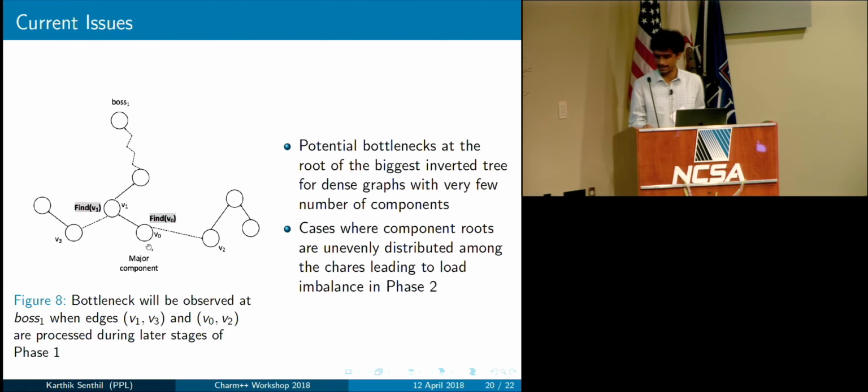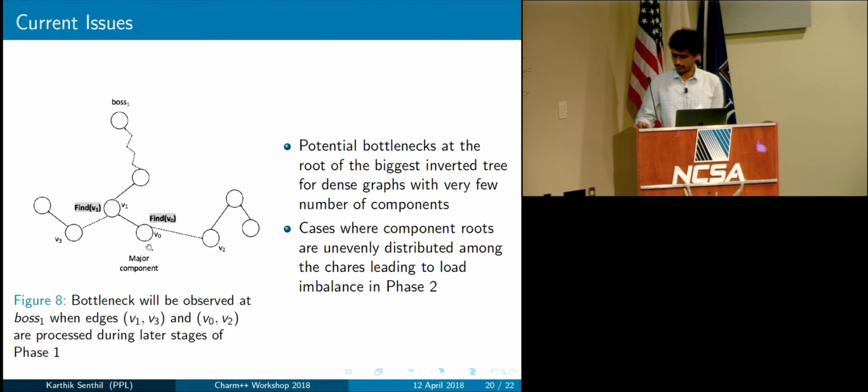So consider this case where you have an edge between vertex V3 and V1 and an edge between vertex V1 and V2. So in the later stages of phase 1, when you're processing these two edges, consider this component to be your biggest component. Boss 1 is going to be bombarded with so many find operations in the later stages, and is going to be a serial bottleneck for just boss 1 to process.